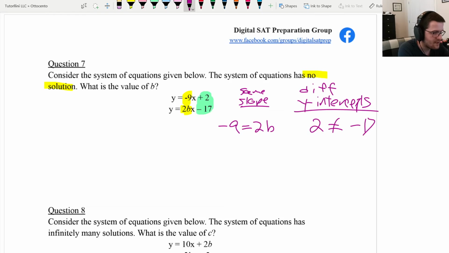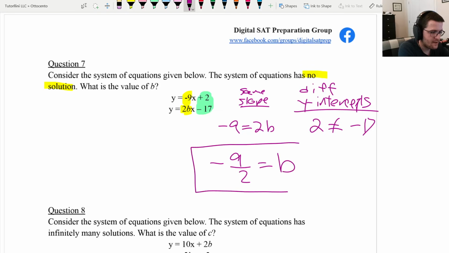Okay, so everything seems to be in order here. We just have to solve the left equation, -9 equals 2b. So we're going to divide both sides by 2. And we should get -9 over 2 equals b. You could also put that as a decimal. Let's see if that is correct.